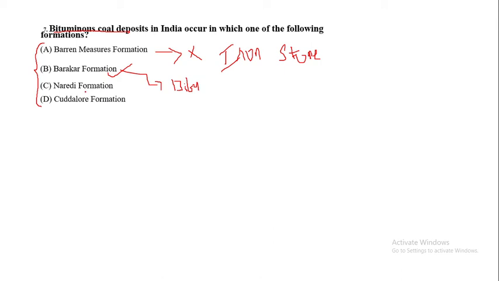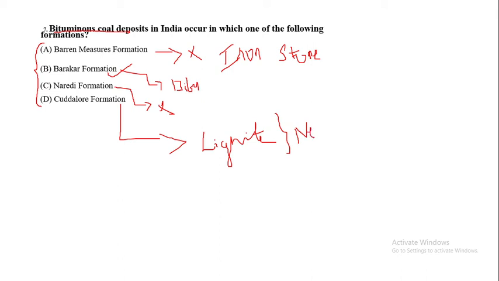Then we consider the other options also, that is Naredi formation. As we know, Naredi formation does not have any coal deposit. Finally, Kudalur formation. Kudalur formation does not have coal, but it has lignite. Which lignite is present? Neyveli lignite field. That is lignite formation, not coal formation. So the appropriate answer for bituminous coal deposit in India is Barakar formation. Okay.